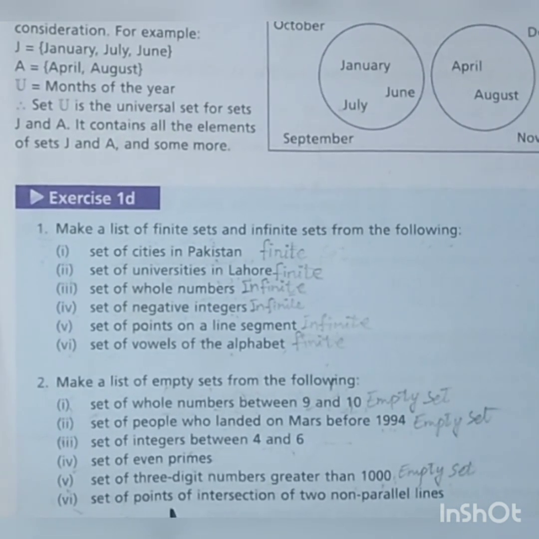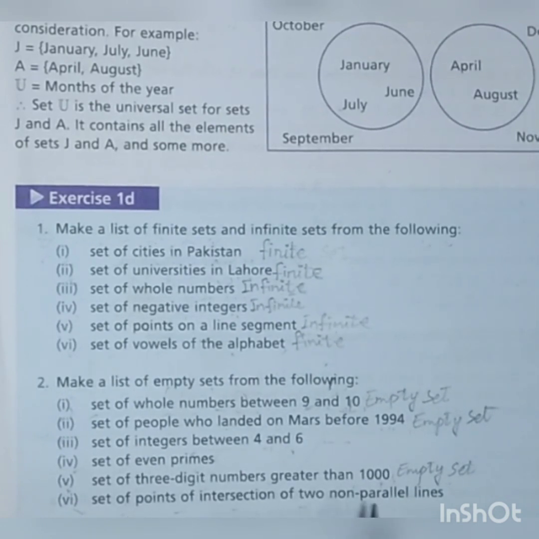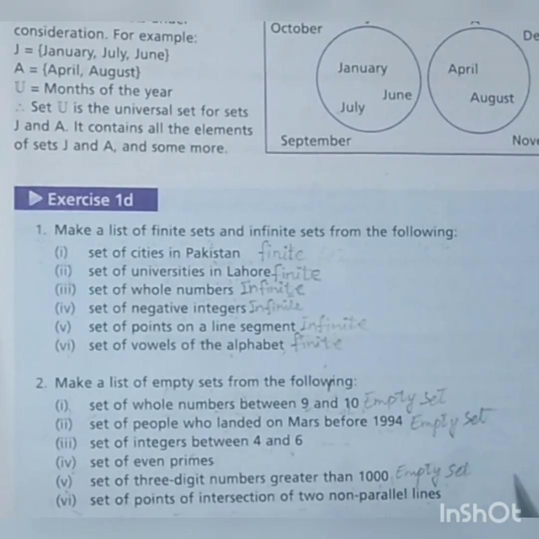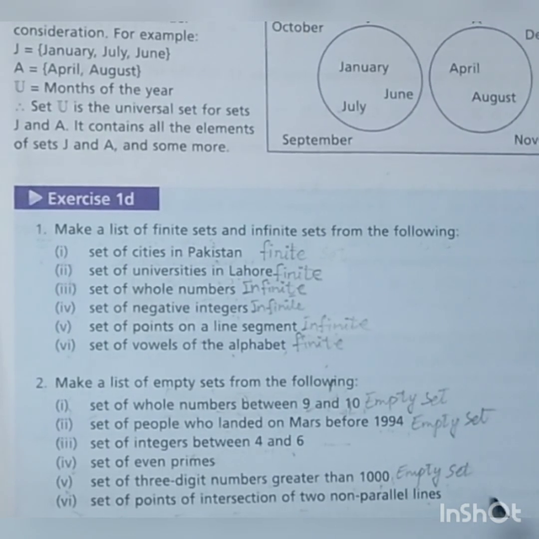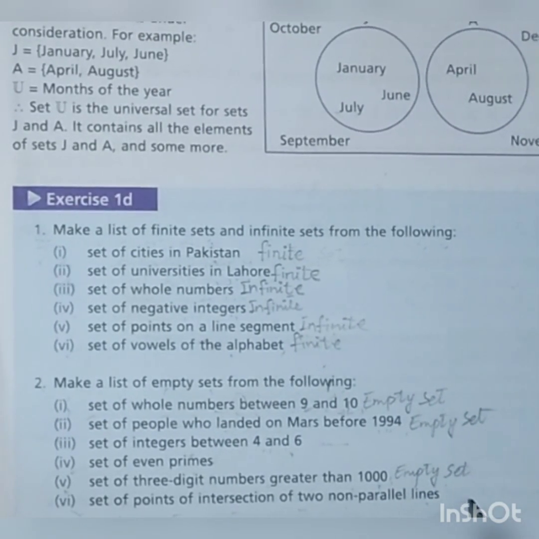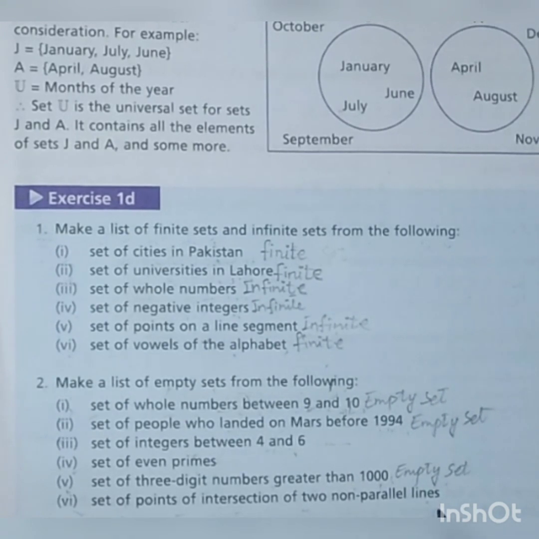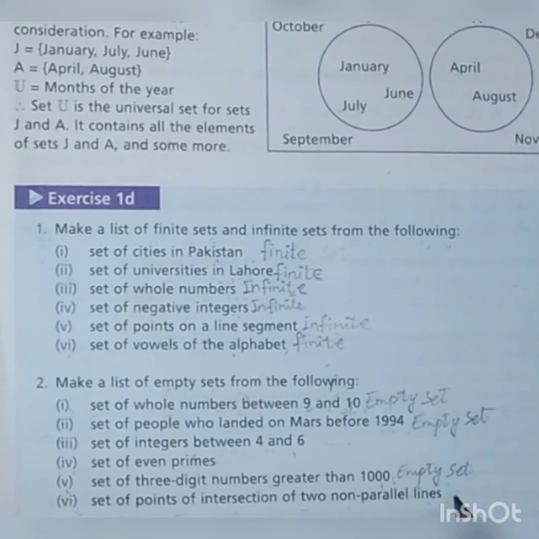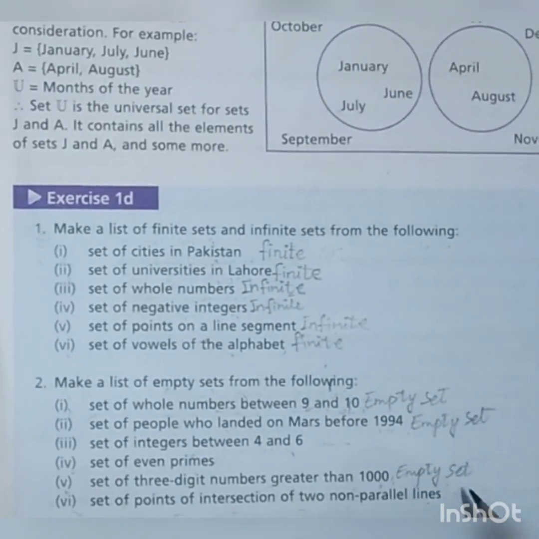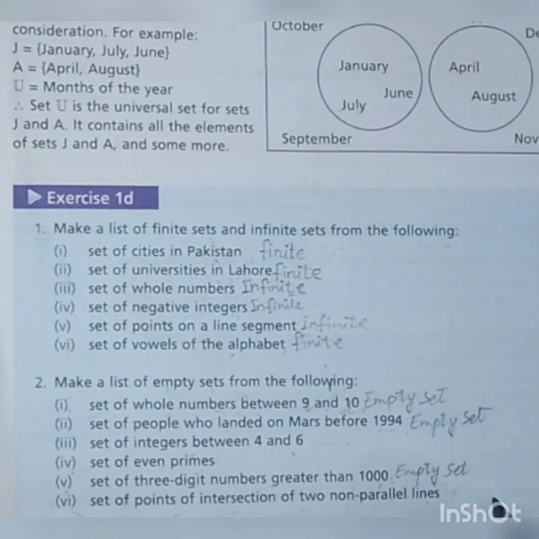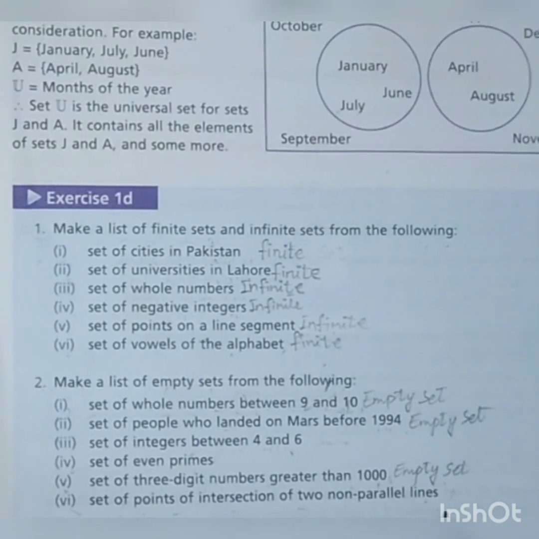Part number 6 is set of the points of intersection of two non-parallel lines. Non-parallel lines, students, parallel lines have the same distance and same direction, and non-parallel lines will intersect at one point. So there exists one point, it is not an empty set. So we will not write here an empty set because it is not an empty set.